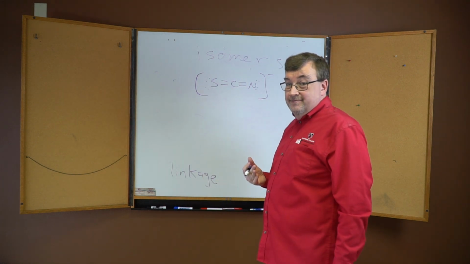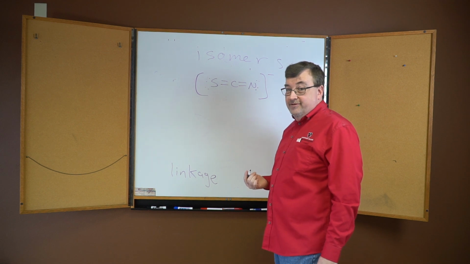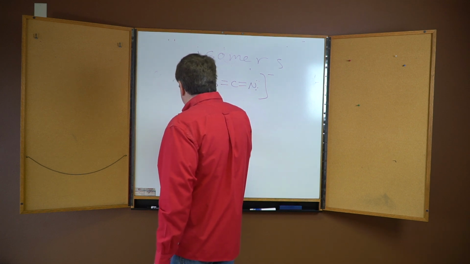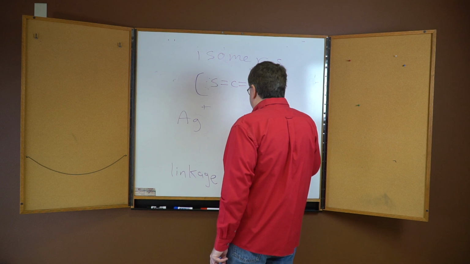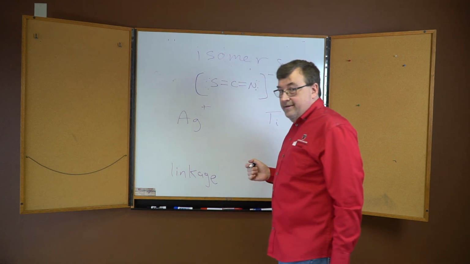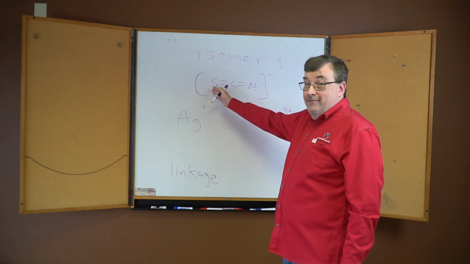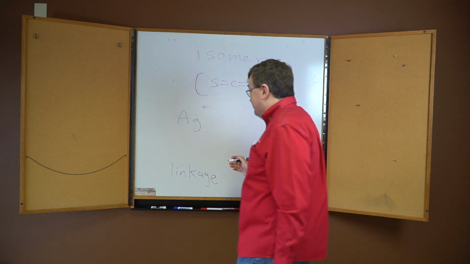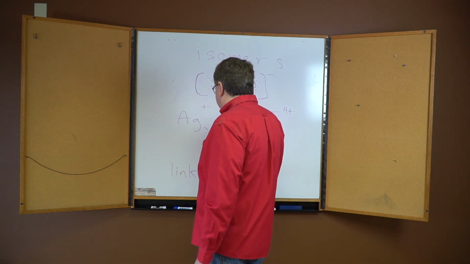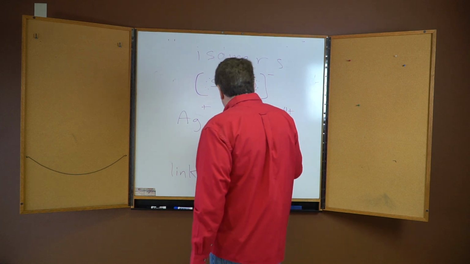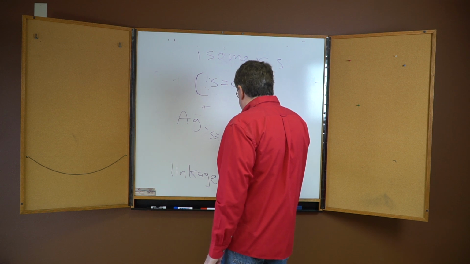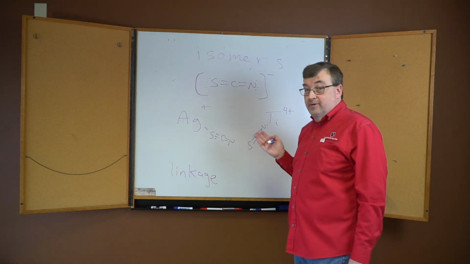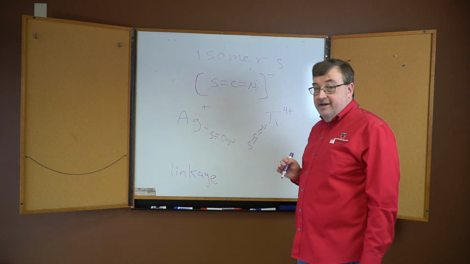Here's a ligand, thiocyanate. It can form linkage isomers. The question is, which atom is going to bind to the metal? Sulfur versus nitrogen. Here's your answer. Silver will like to go after the sulfur, titanium the nitrogen.